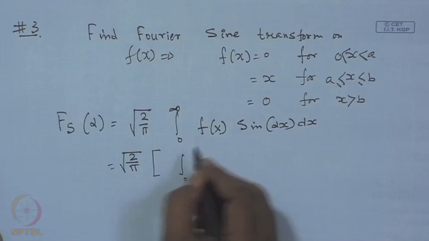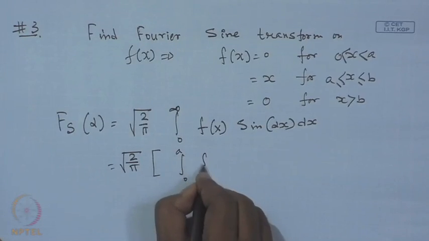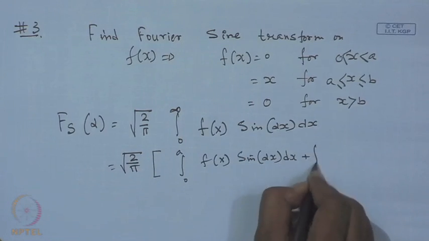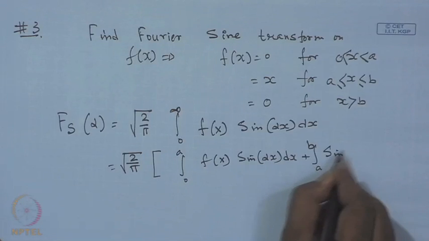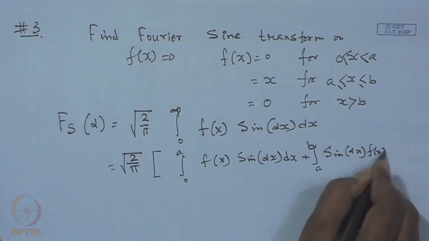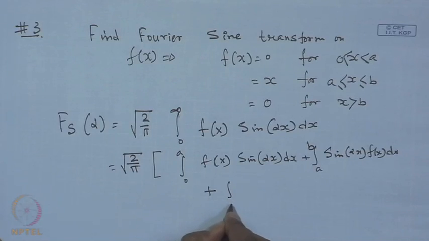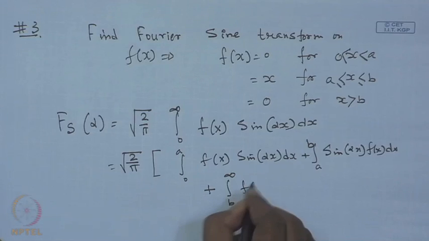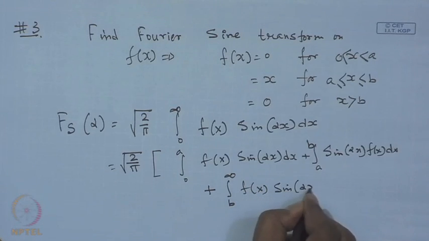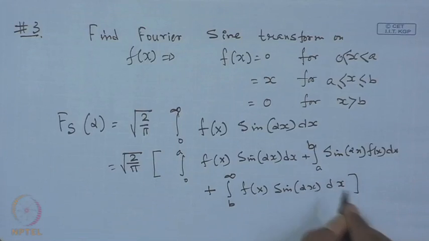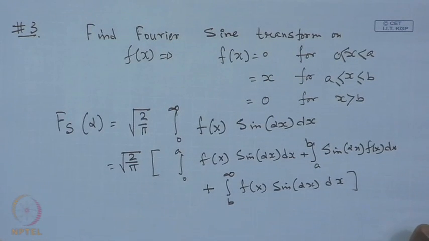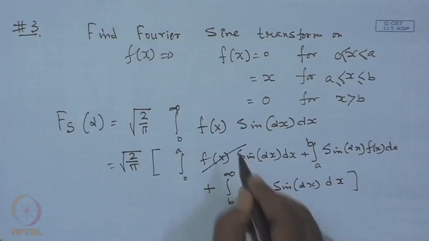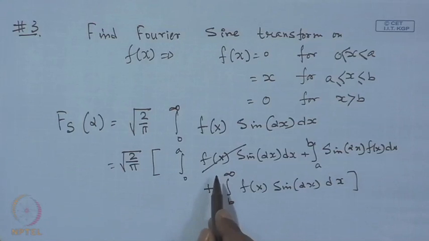One is from 0 to a, f(x) sine alpha x dx, another is from a to b, sine alpha x f(x) dx, and then another is from b to infinity, f of x sine alpha x dx. Now, if you look into the definition, f(x) is equal to 0 for 0 to a. So, this term will be 0 because f(x) is 0. Anything multiplied by 0 will be 0.